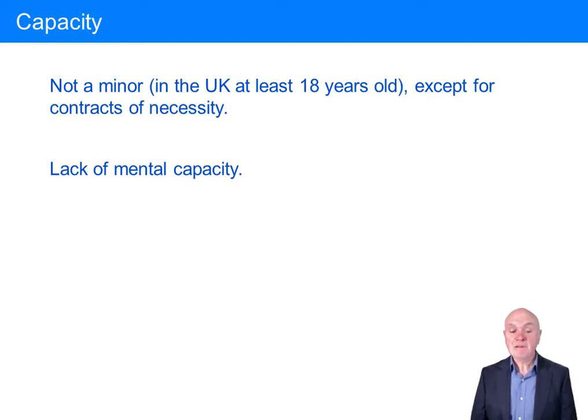The other main exception is a lack of mental capacity. If someone is mentally ill or has periods of lucidity and periods of confusion, and they make a contract during a period of confusion, then they don't have legal capacity to do that. It's also been held that you cannot enter into a contract if you're under the substantial influence of alcohol or drugs, because you would not then have the legal capacity to know what you were doing.